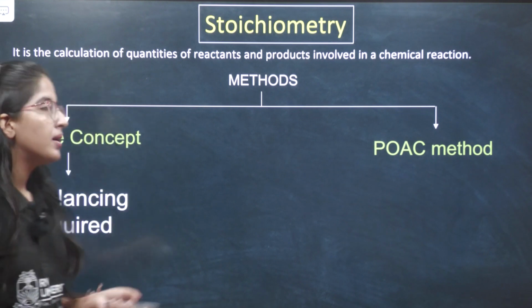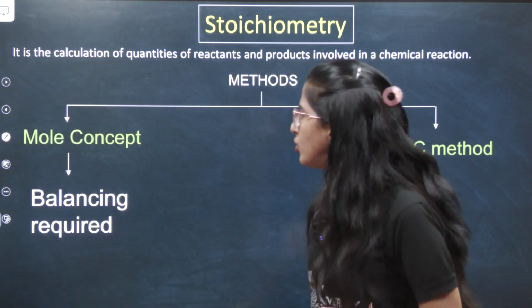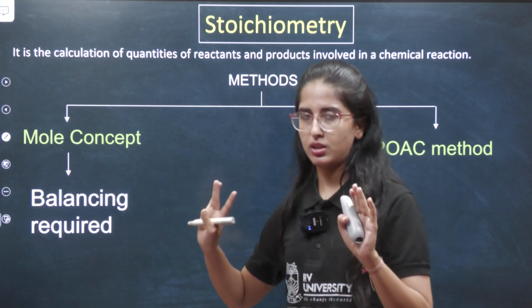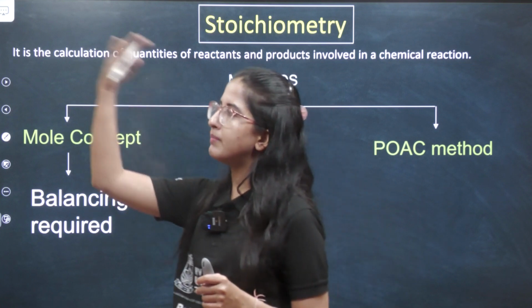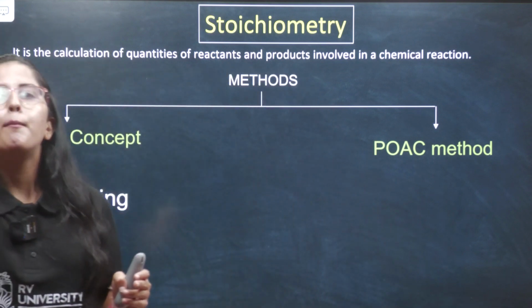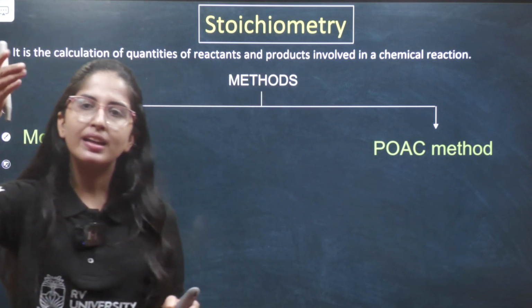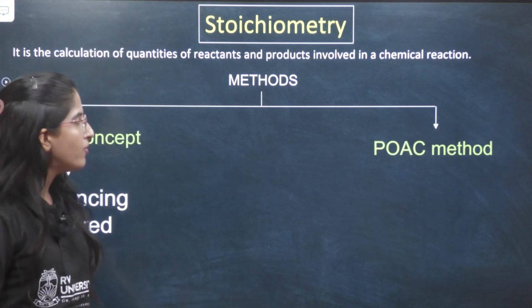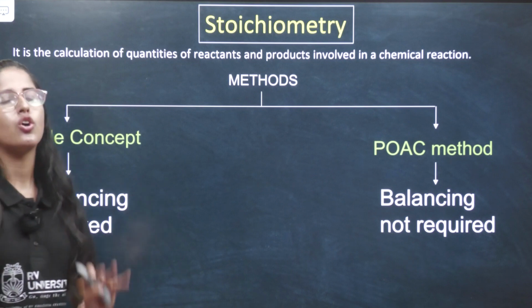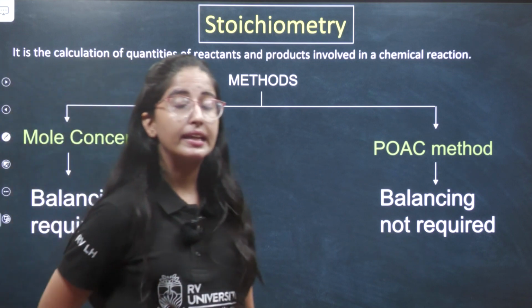Okay. See here, mole concept is nothing but you have to balance the equation. The equation will be given and you will balance it. First you will take the metal and balance it, then you will balance your carbon, then your hydrogen, and then your oxygen atoms. In the POAC method, balancing is not required. Simply you can calculate the mass.